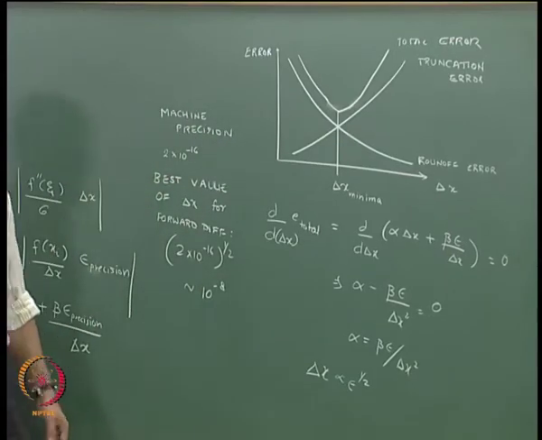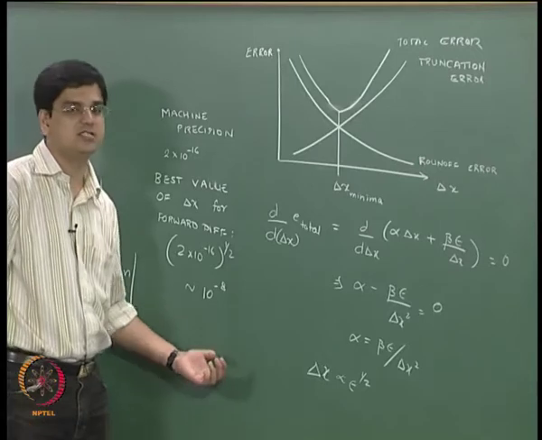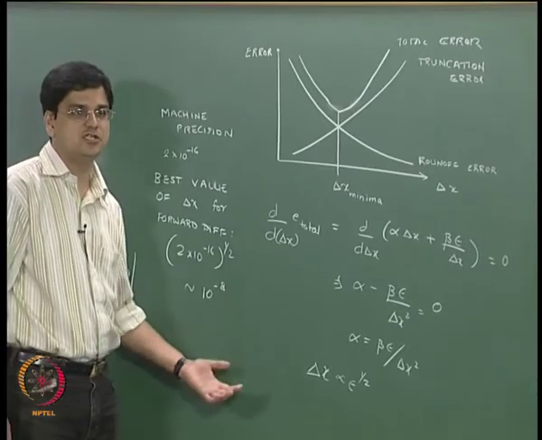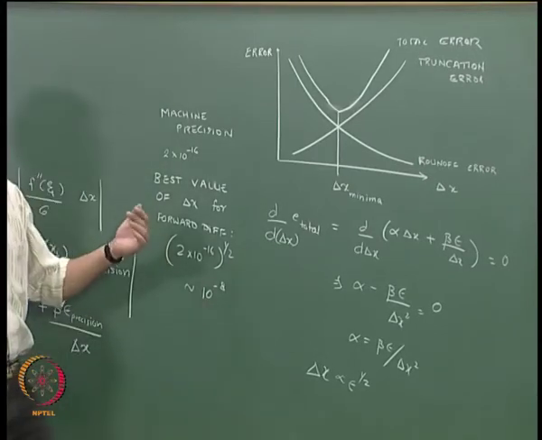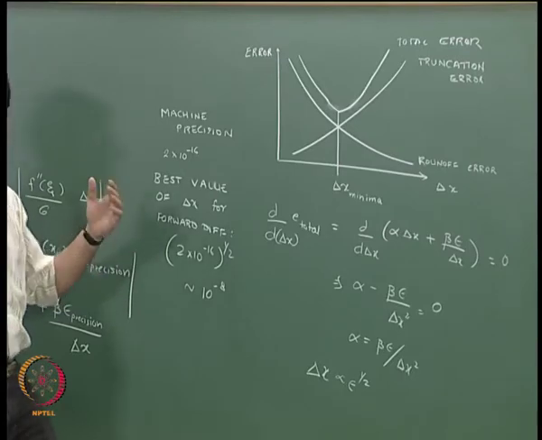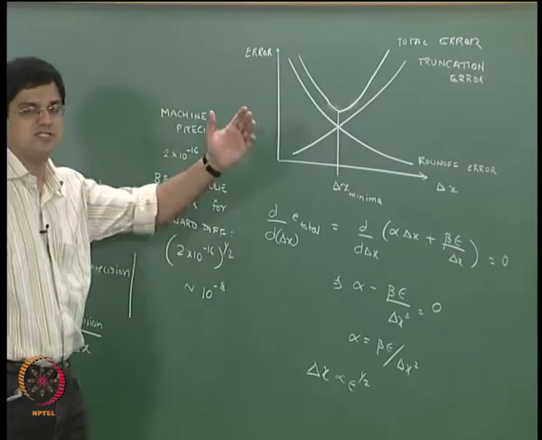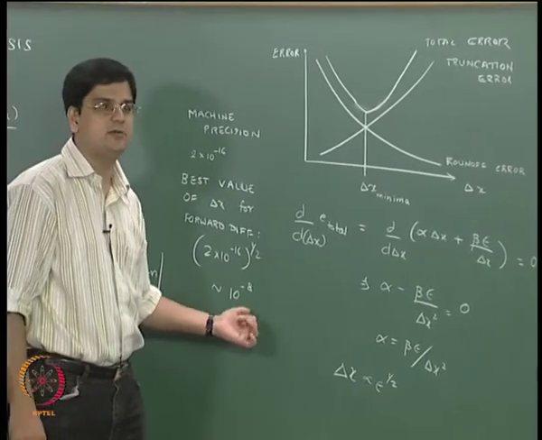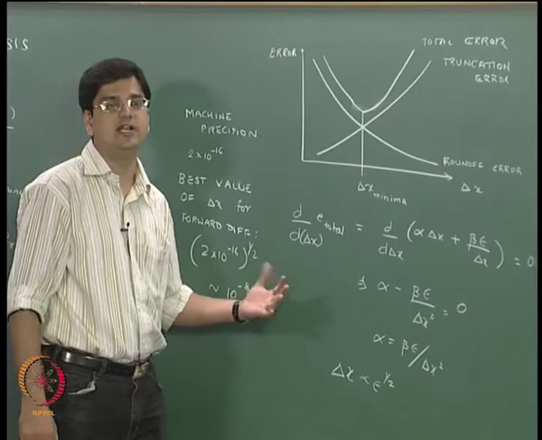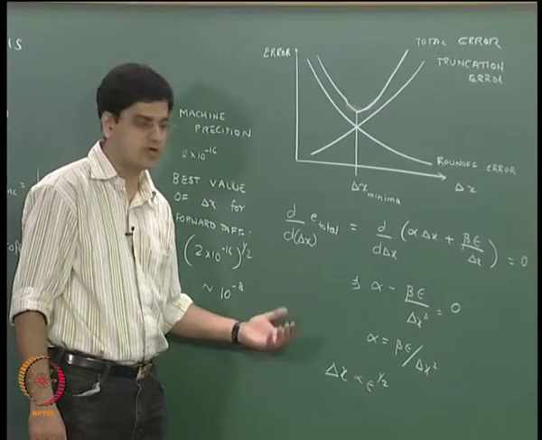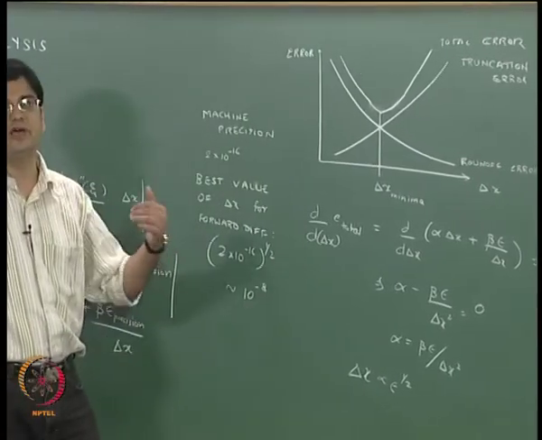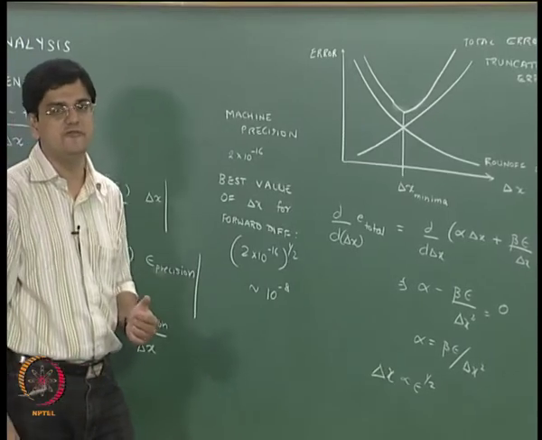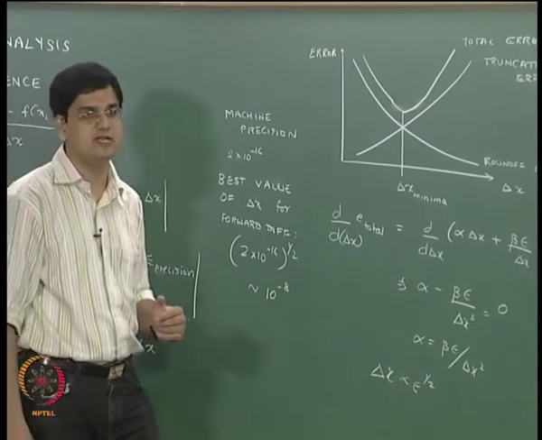Okay. And if you recall what we observed a few minutes earlier, when we started off with delta x equal to 0.1 and we started decreasing the delta x, we found that the minimum error happened at around 10 to the power minus 8. Okay. So, this is what we observed with the forward difference formula when we solved it in Excel.